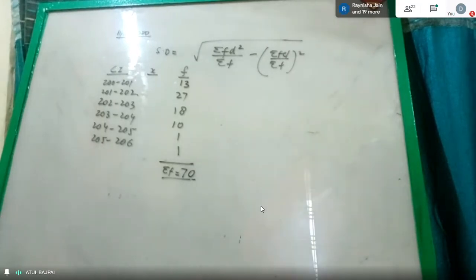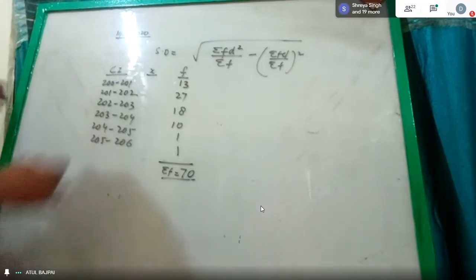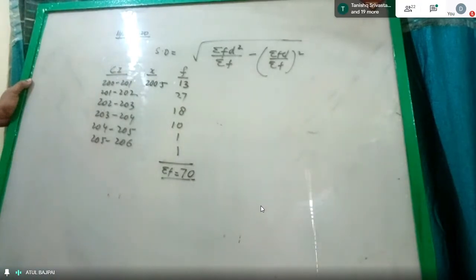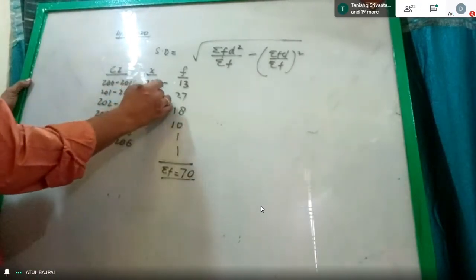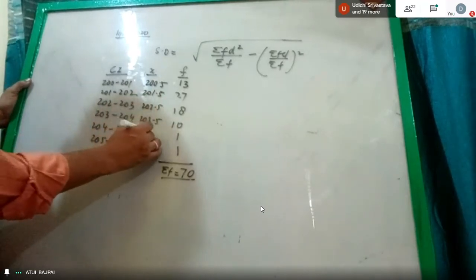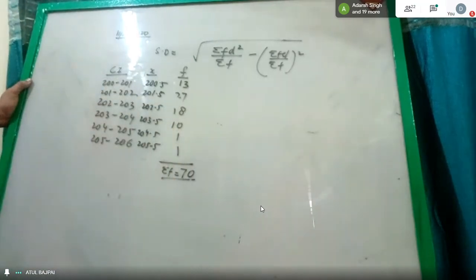Now find the value of x, the middle value, first. 200 plus 201 upon 2, how much? 200.5. 201 plus 202 upon 2, how much? 201.5. Next, 202.5, 203.5, 204.5, 205.5. Correct, everyone? Yes, sir.